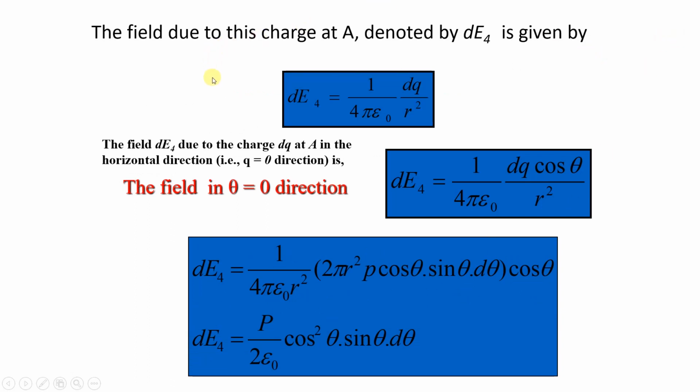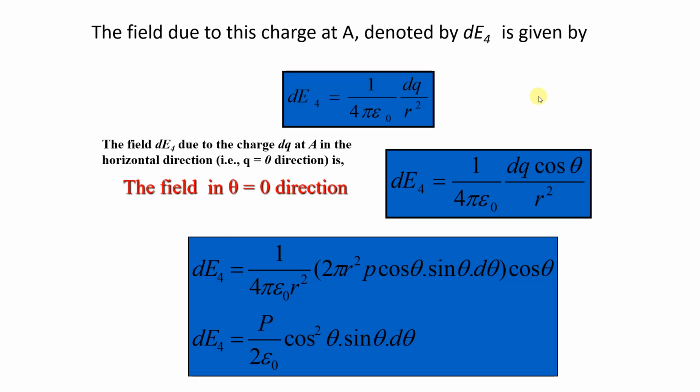If I need to find the electric field due to this charge dq, then I have to bring in Coulomb's law. So Coulomb's law, if I apply, I'll get E4, our field component. So dE4, since it is for a small elemental charge dq in a small elemental area dA, the field is given by dE4 is 1 by 4 pi epsilon 0 into dq by r square.